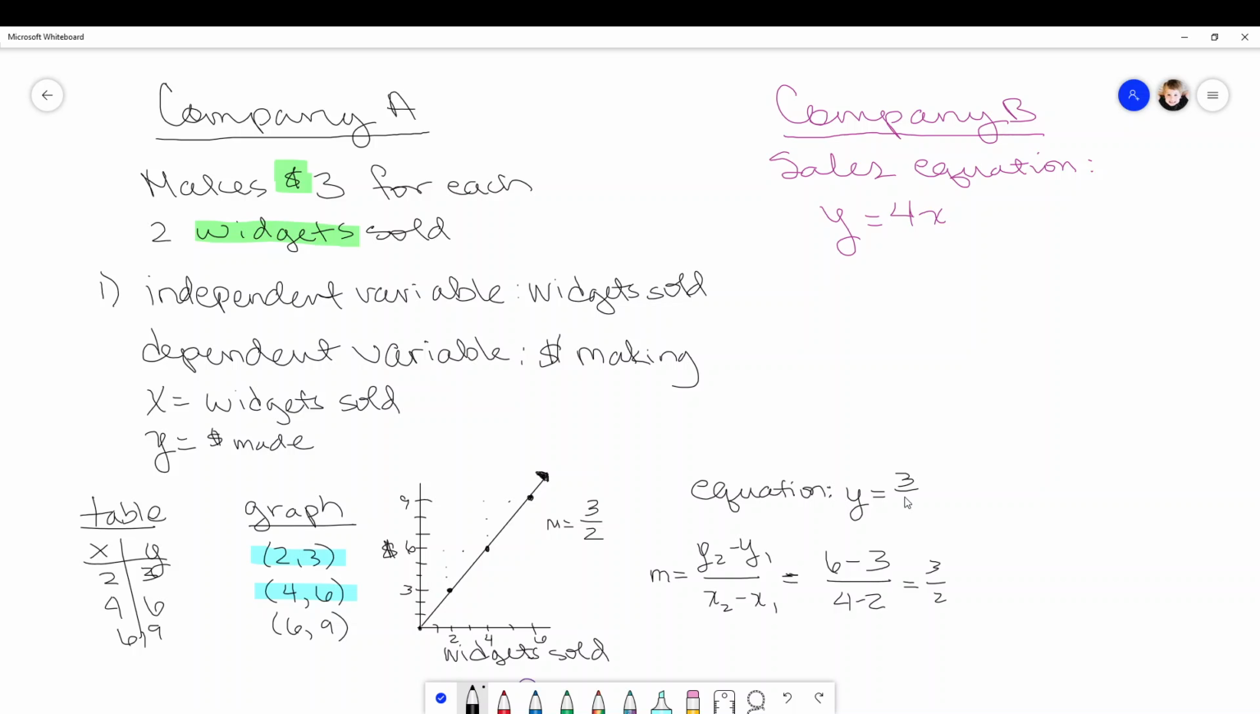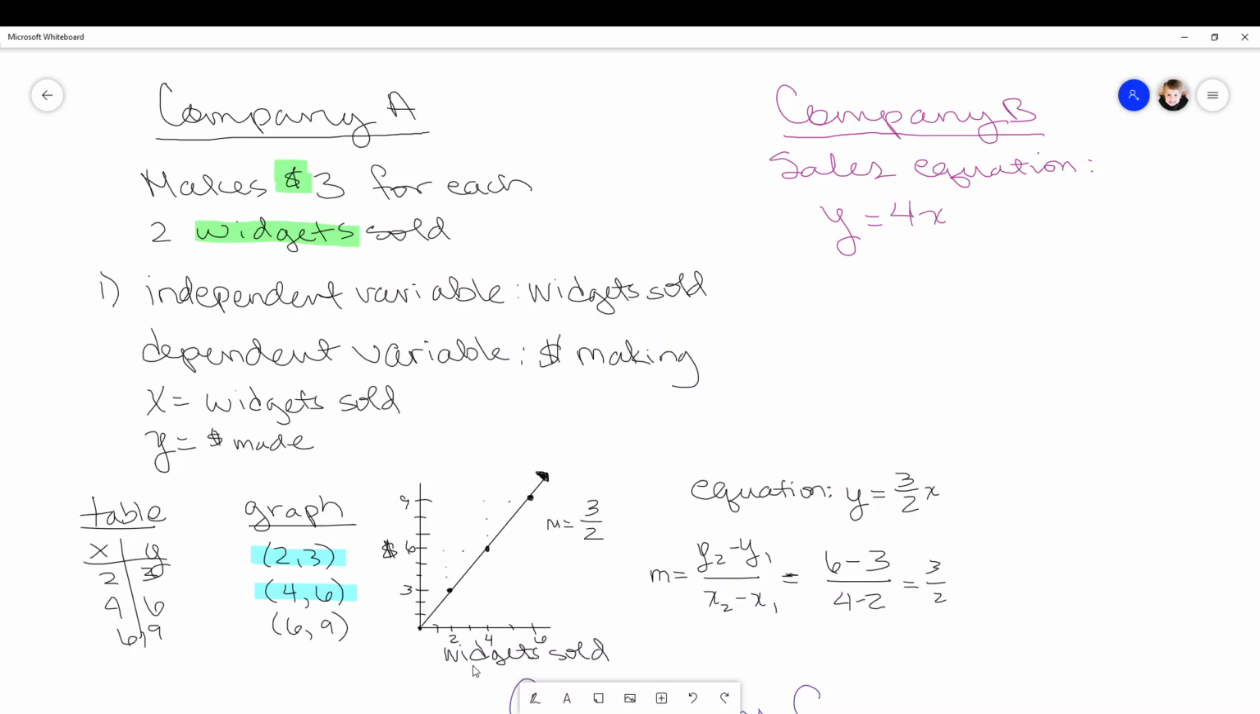Now I'm going to do the same thing with company B, except I have a different starting point. Now I have a starting point in an equation. So my equation is y equals 4x. And now we're going to start with this information, and we're going to make the different displays. I have an equation, and I'm going to make a table.